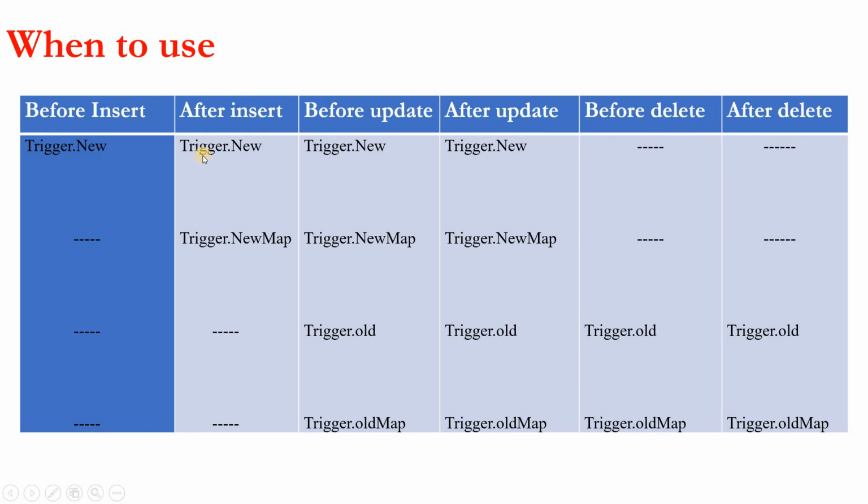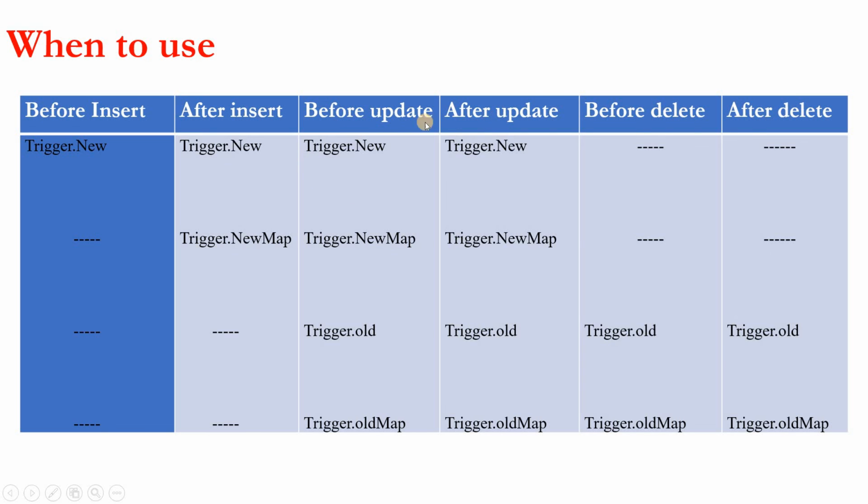After insertion, we have trigger.new and newMap. So insertion takes only new ones. For before insertion only new, for after insertion new and newMap. Quite the opposite is for before delete: there is nothing like new. If you want to delete a record, it should already be available inside Salesforce. Trigger.new and newMap are for records entering Salesforce, so for delete they should already be placed. That means trigger.old and trigger.oldMap will be there for before delete and after delete.